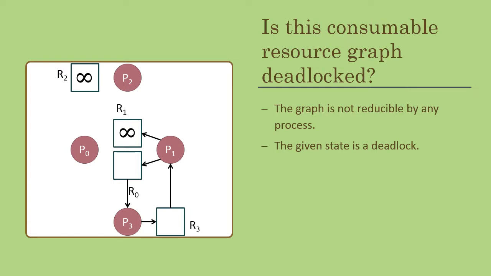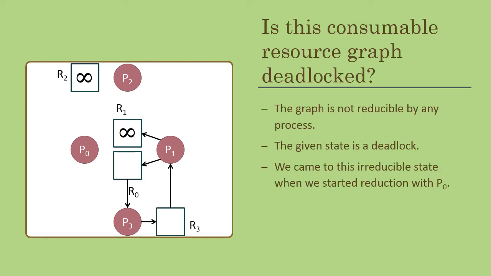The given state is a deadlock and the participants of the deadlock are the processes P1 and P3 over resources R3 and R0. We came to this irreducible state when we started reduction with P0. Let us see the final state if we had started reduction with P1.